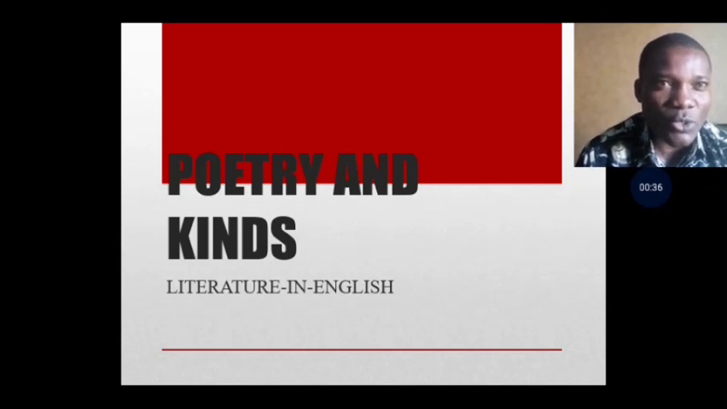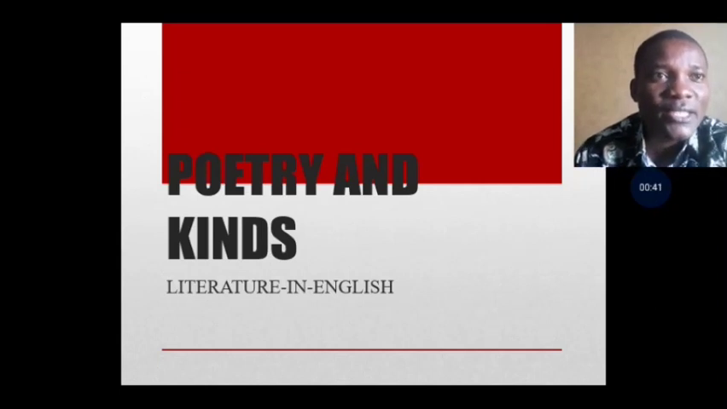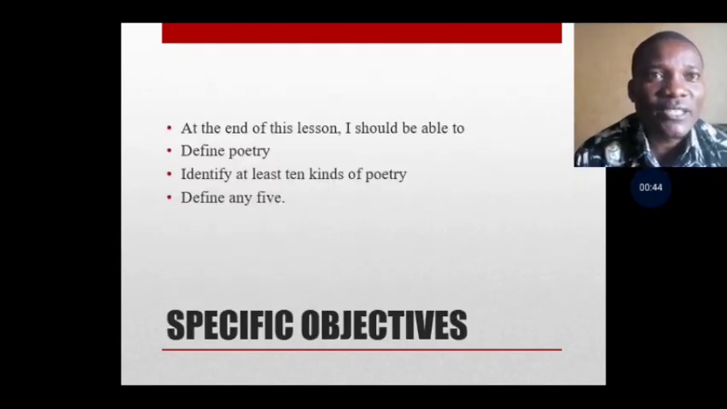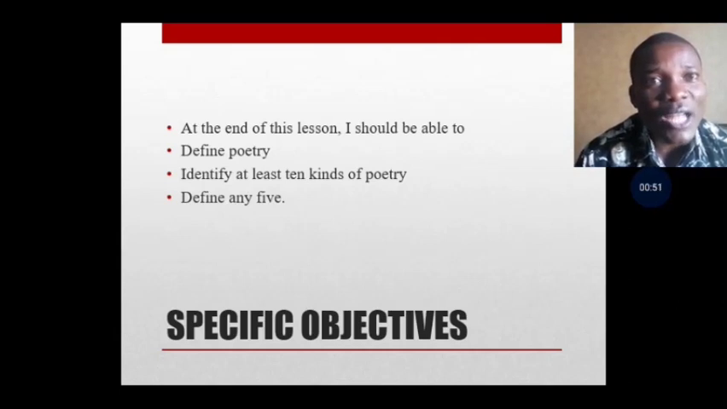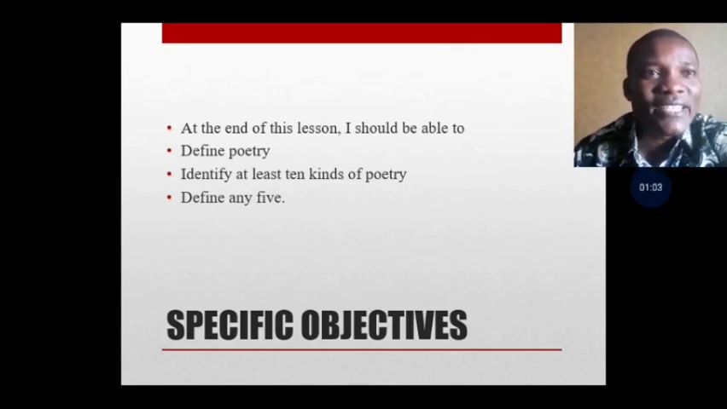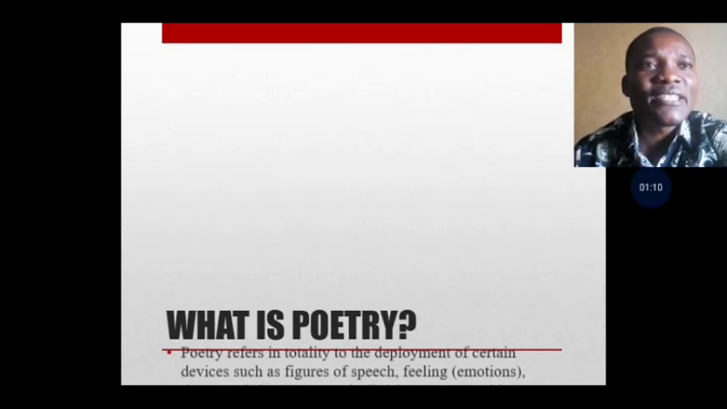And today we'll be looking at the topic, poetry and kinds. At the end of this lesson, it is expected that you should be able to define poetry, identify at least 10 kinds of poetry, and then define any 5. In our lesson today, we'll be looking at least 15 kinds of poetry, but you are expected to be able to list at least 10, and then define any 5. So give good attention to what is taught today so that you'll be able to define any 5.